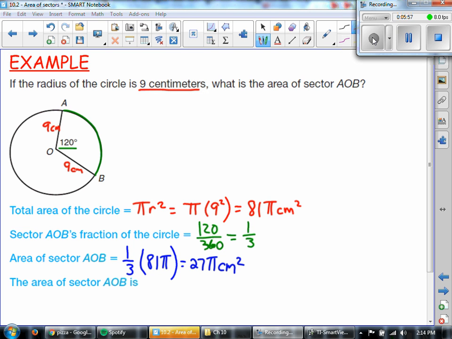If your book asks for it as a decimal, it will tell you what to round to. All you're going to put in your calculator is 27 times pi, which is equal to 84.8 centimeters squared. Again, the blue answer is an exact answer. The red answer is an approximated or rounded answer. Okay, pause the video here and copy down the example.